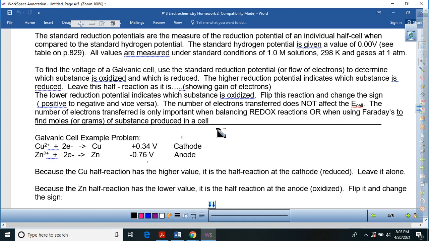All right, so when I have my half reaction here, this is the half reaction showing it gaining electrons. So this half reaction is fine as it stands.